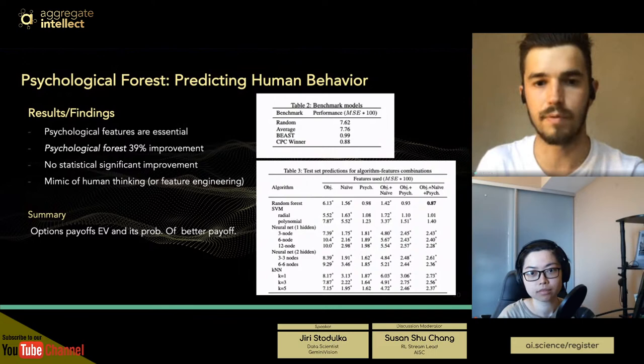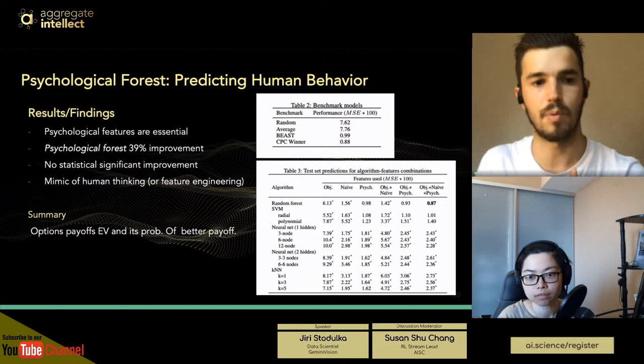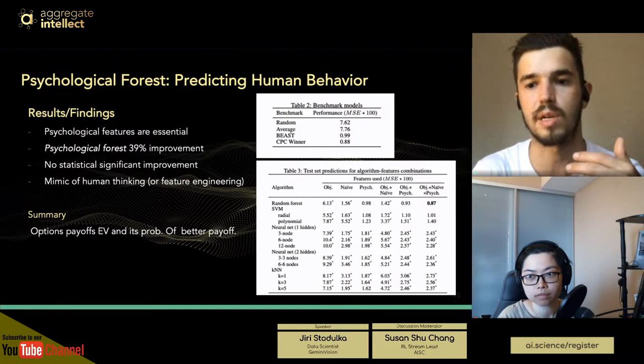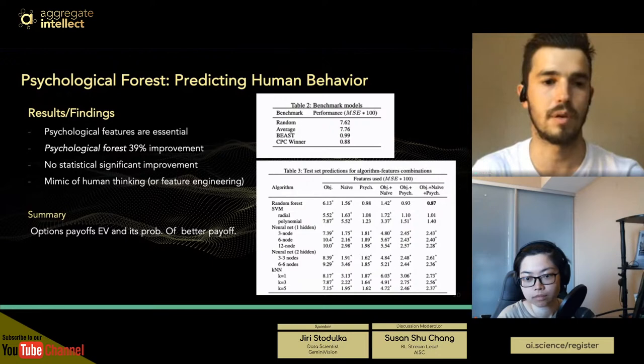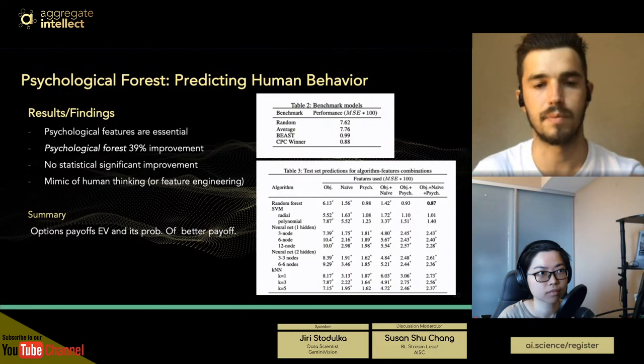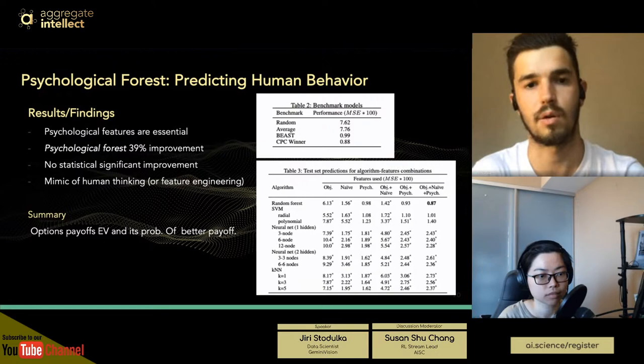And they found out that actually these two theories go hand in hand. They explain both the same, that decision makers select the prospect with the highest weighted value and its probability of a better payoff. That's the most important thing that could explain the behavior, according to this work. Gotcha.